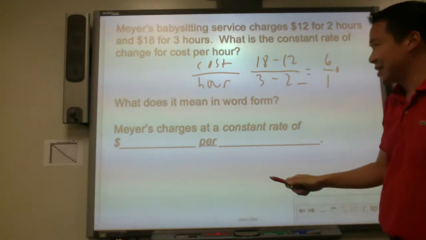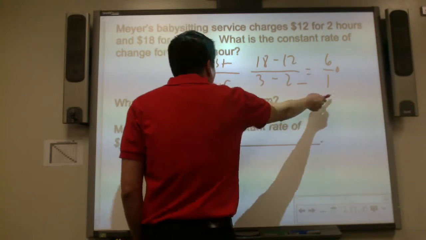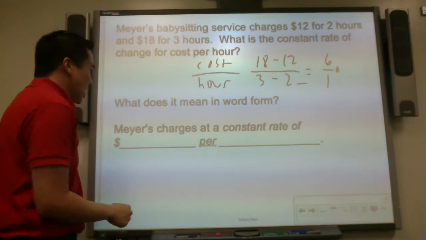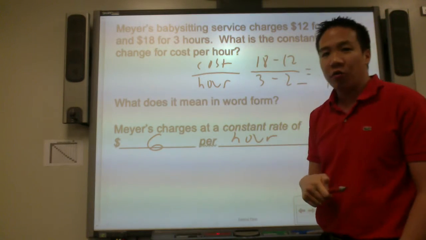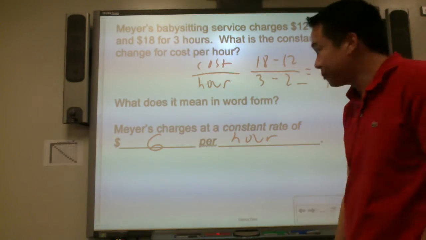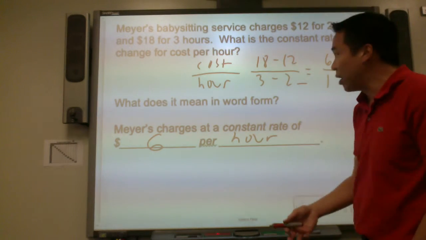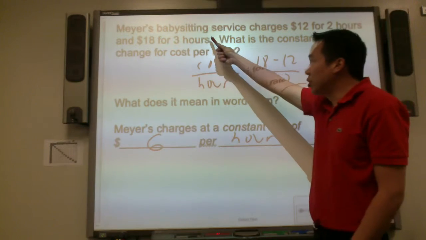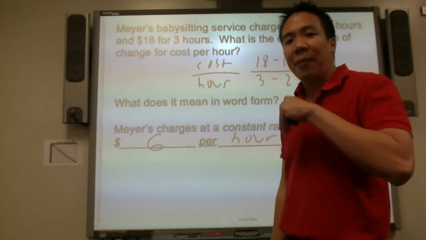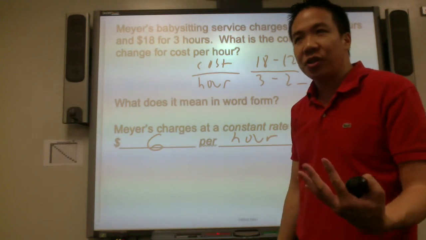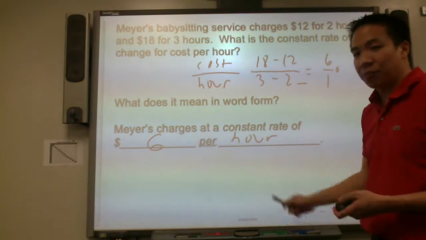So how do you read this? What does 6 over 1 mean? 6 is the cost. 1 means the hour. So Meijer charges a constant rate of $6 per 1 hour, or for each hour. So it is a fixed amount. No matter how many hours you hire Miss Meijer, she'll charge you $6 for every hour. So if it's 5 hours and she charges $6 for each hour, it's $30. So it's $6 per hour.